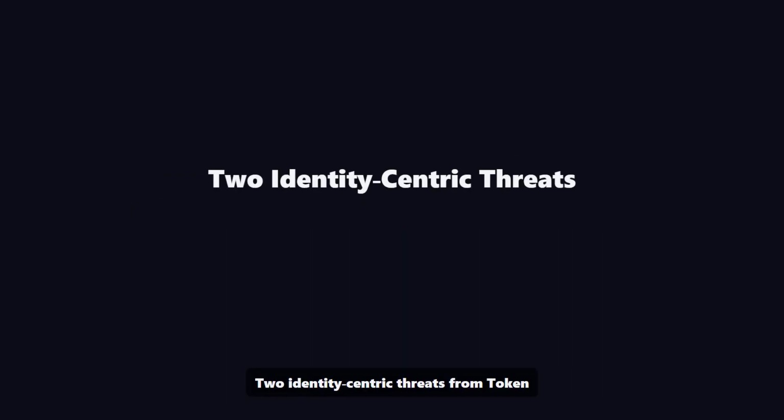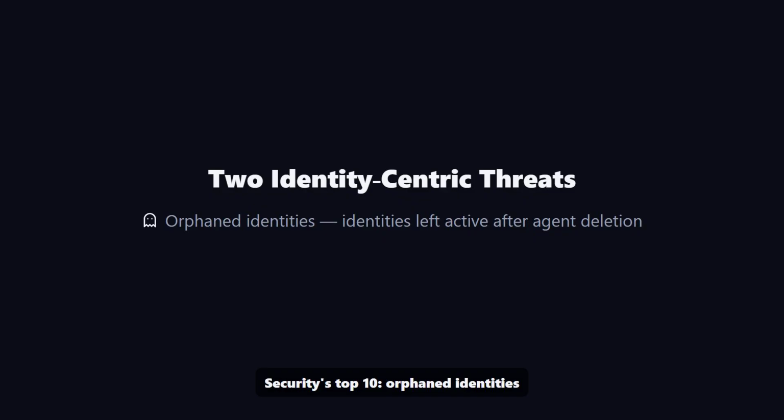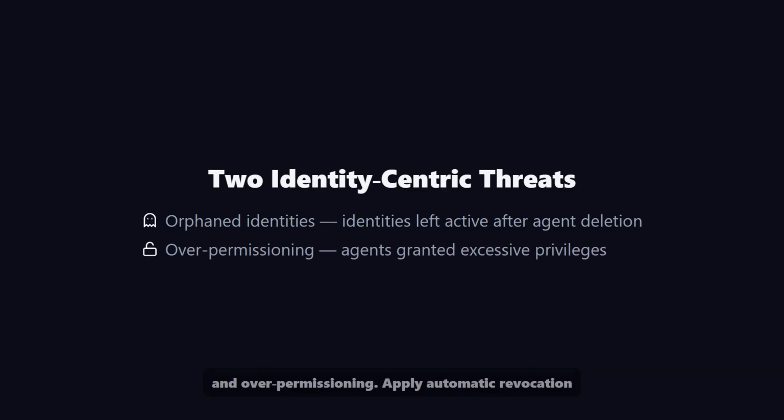Two identity-centric threats from Token Security's top 10: orphaned identities and over-permissioning. Apply automatic revocation and least privilege controls. For immediate action, run an Entra ID access review to identify unused service accounts with agent permissions.